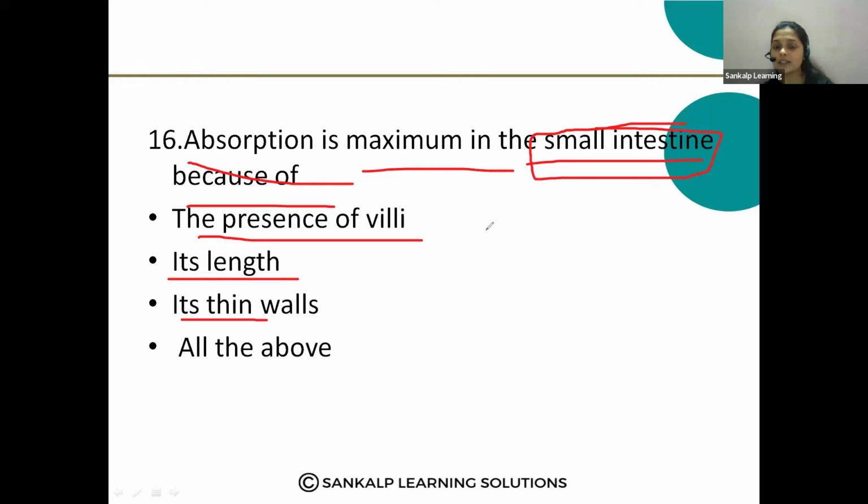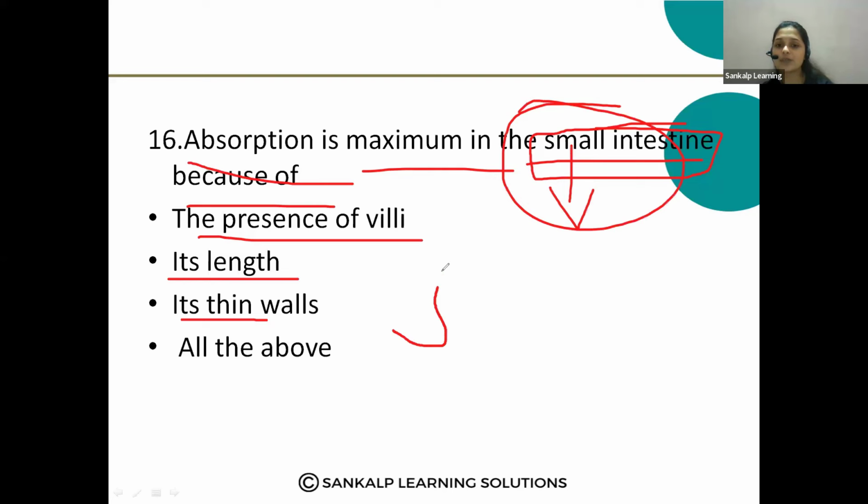In which part of the digestive system do digestion and absorption of the nutrients take place? That is the small intestine. So what is the reason behind this? Because absorption is maximum, because of one reason you know that.